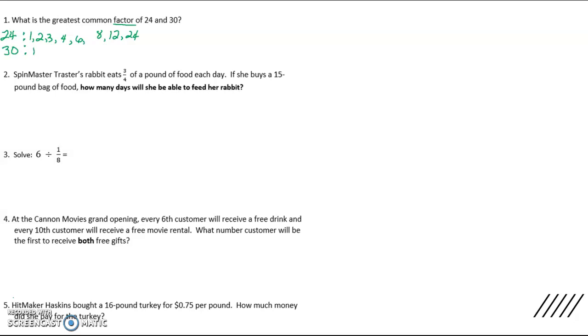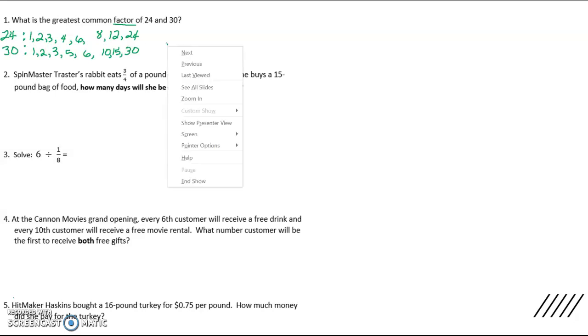I know it always has a 1, and that's times 30. It's an even number, so 2 times 15. 3 times 10. No 4s, no 5s. Oh, yes, it is a 5. 5 times 6. All right, so we have our factors for each of these numbers.